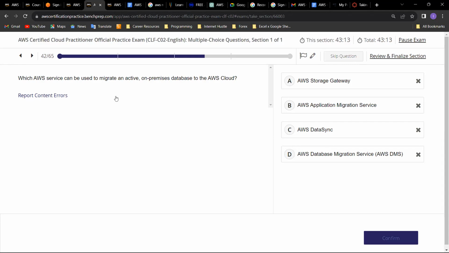Which AWS service can be used to migrate an active on-premises database to the AWS cloud?